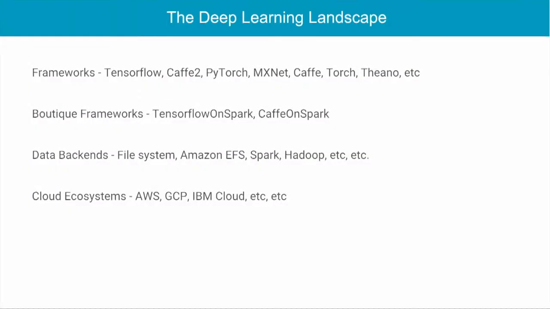So let's talk about the landscape in general. There's been a ton of frameworks and more boutique frameworks that have popped up over the last 3 years, 4 years. Some of the base frameworks that you see are TensorFlow, Caffe2, PyTorch, MXNet, Caffe, Torch, and Theano. Some more boutique frameworks are things like TensorFlow on Spark and Caffe on Spark. You can use a bunch of different data backends. Here are some of the ones that I've used personally. Just regular file system, EFS, Spark, Hadoop.